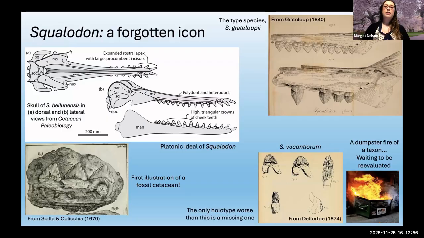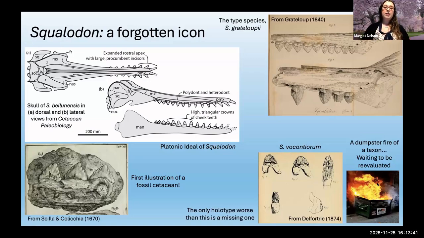But based on the taxonomic practices of the 1800s, it became a very messy group because people were just naming fragmentary fossils. So this is the holotype of a species of Squalodon called Squalodon vocantiorum. And it is not a good holotype. The only holotype worse than this one is a missing one. It's not diagnostic. And because it was such a dumpster fire, it was largely forgotten in scientific research. It wasn't appreciated for what it could be.